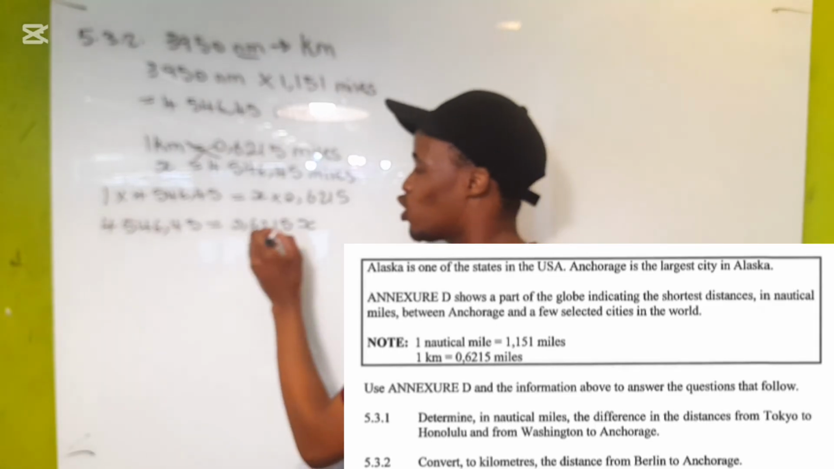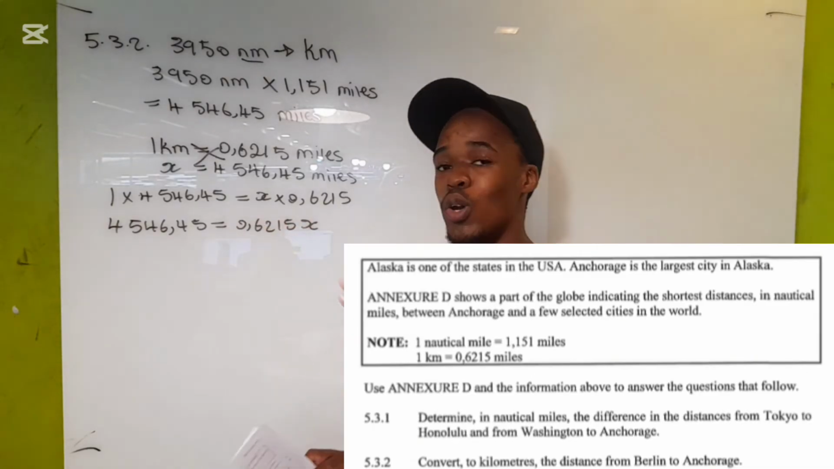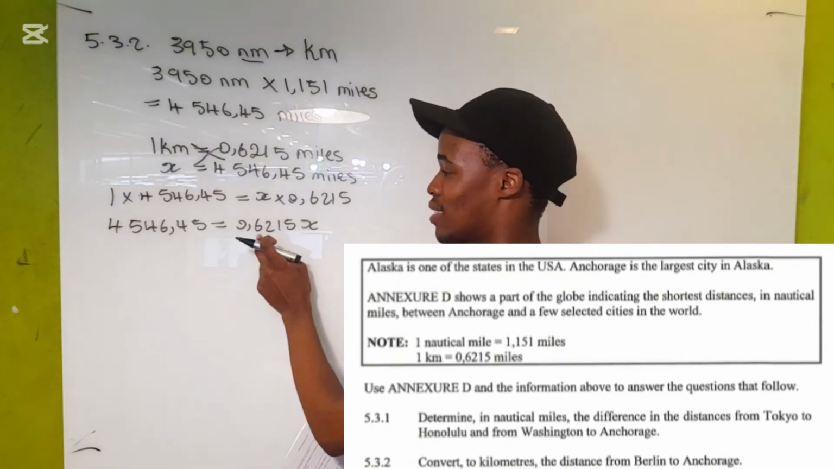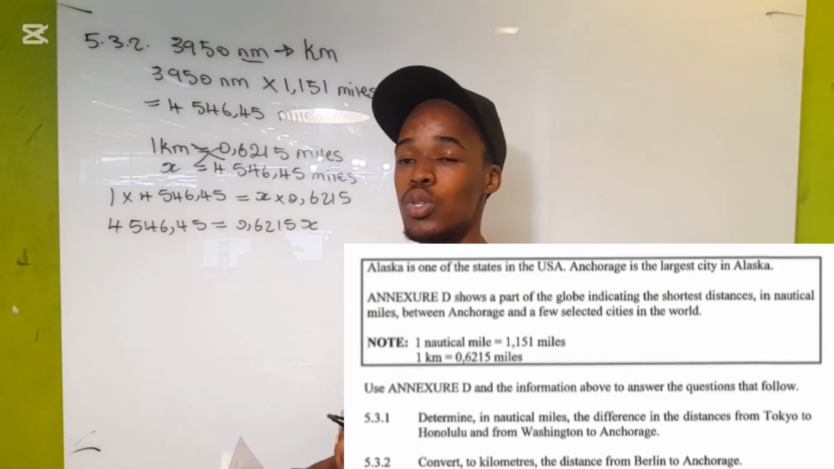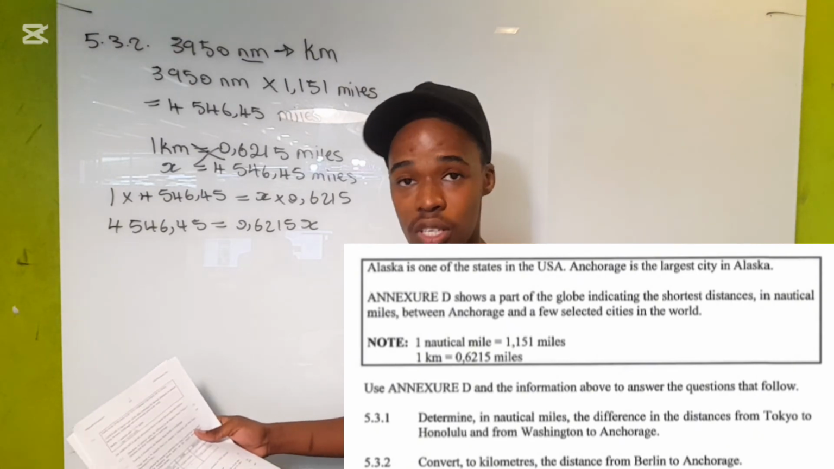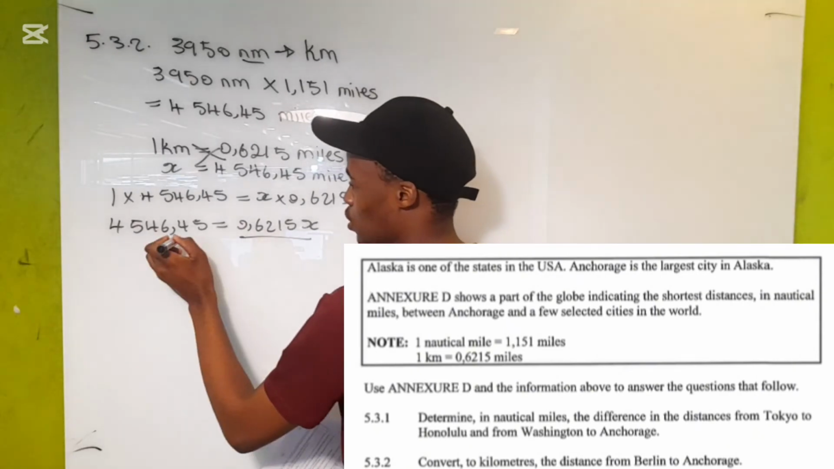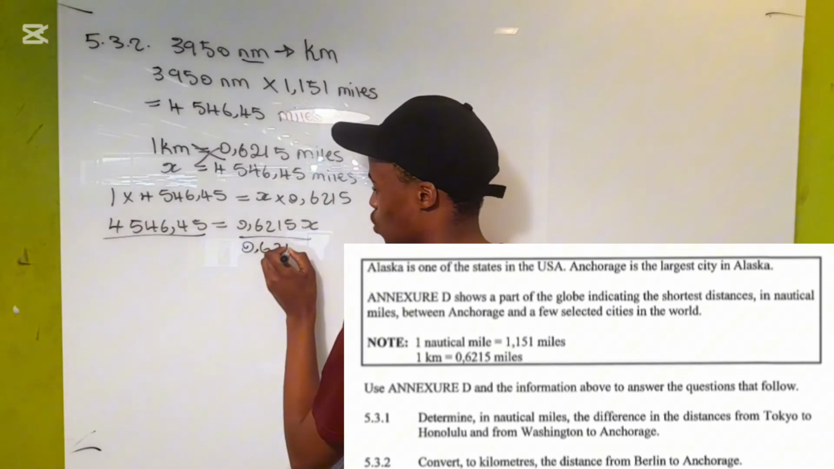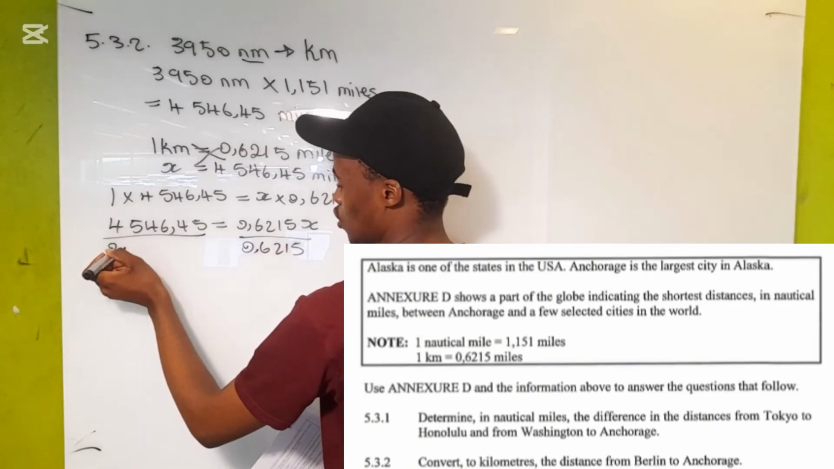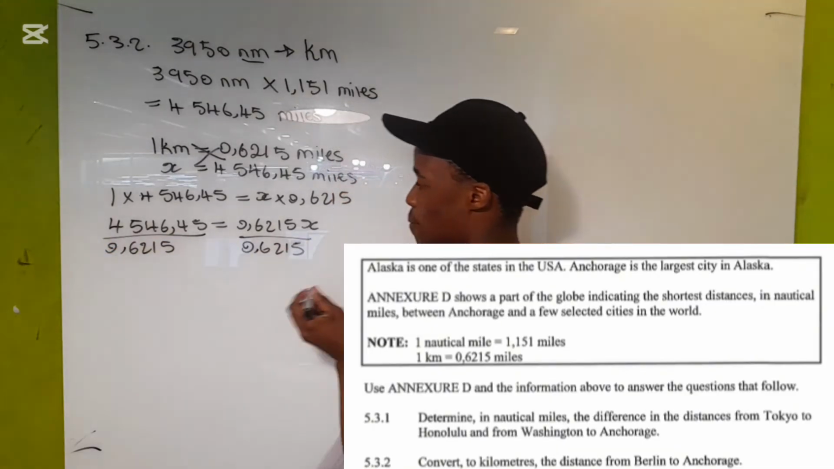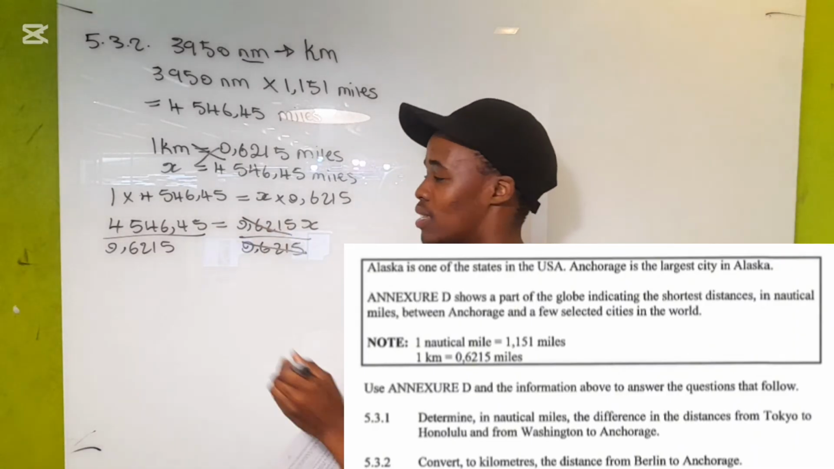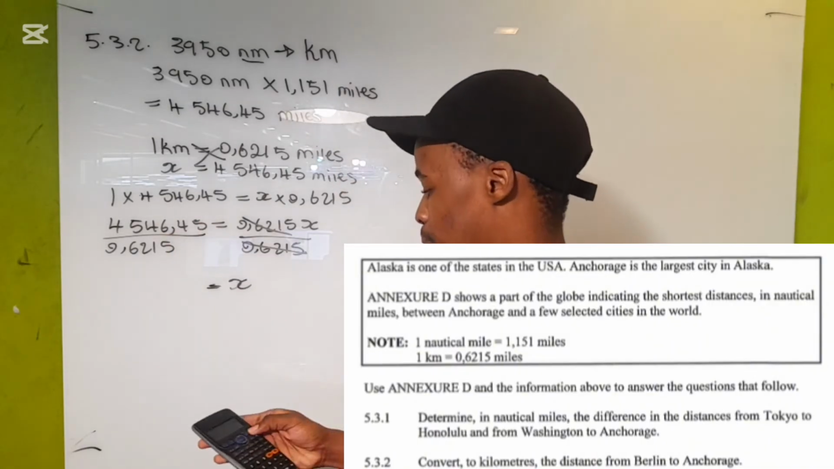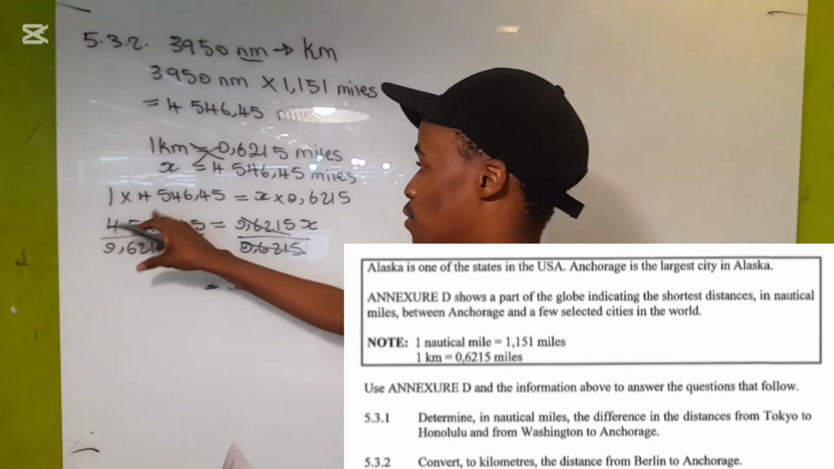Okay, so x is on this side. This means that we want to eliminate this number so that we are only left with the x. How do we do that? We divide both sides by the number that is on the same side as the x, because we want to be left with our x, which is what we're looking for. So we divide both sides by 0.6215. This number cancels on this side, and we're only left with x. So to find our answer, we have to divide these two.